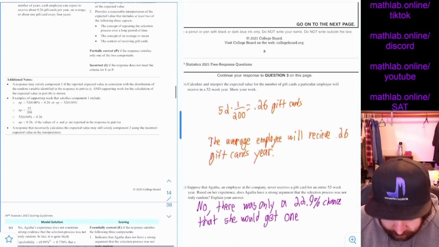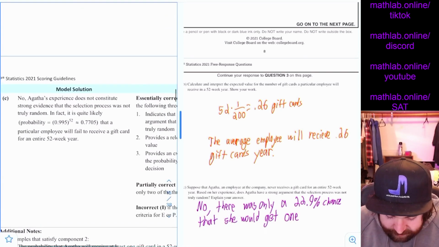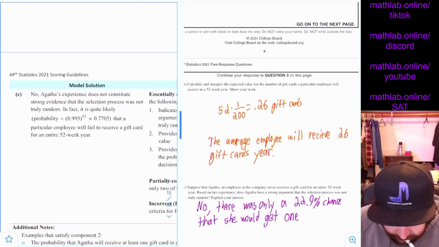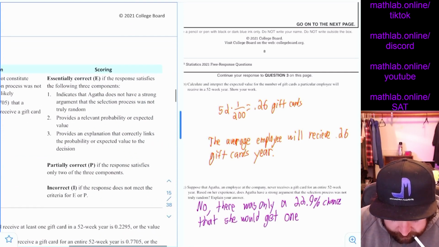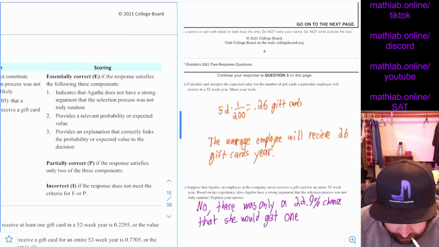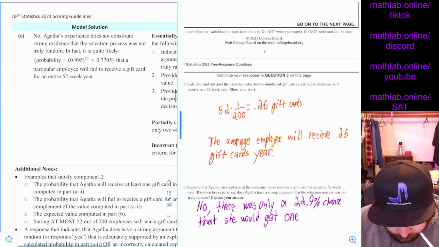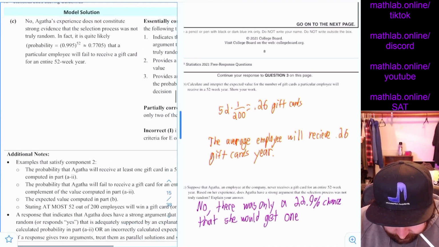All right, cool. C. No, Agatha's experience does not constitute strong evidence. In fact, it is quite likely. Indicates Agatha does not have a strong argument, provides a relevant probability or expected value, provides an explanation that correctly links the probability. I feel like I did that.